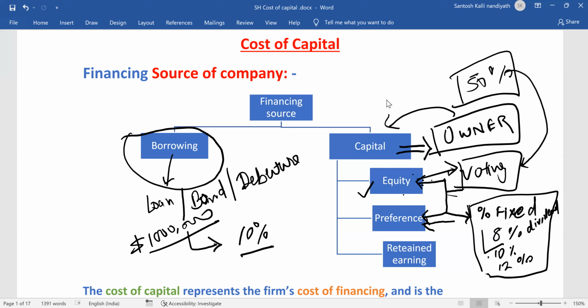Now, what is the chapter name, cost of capital? Suppose the company is borrowing money. How much they are paying to the banker is nothing else but the cost for the company. No one gives us a loan free. So whatever interest you are paying is the cost you are bearing. Why are you bearing cost? Because you have taken money from the banker.